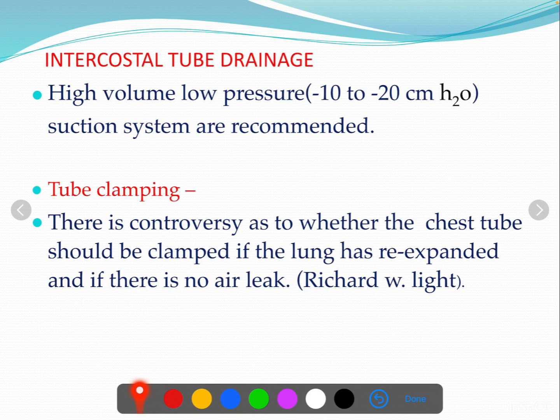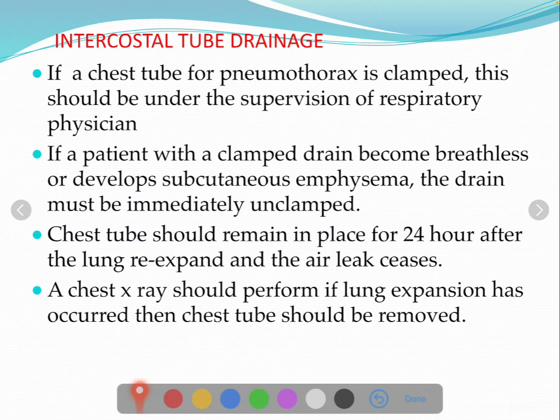Then they are talking about tube clamping. There is controversy as to whether the chest tube should be clamped if the lung has re-expanded and there is no air leak. So this is a controversy, according to this guideline. If a chest tube for pneumothorax is clamped, it should be under the supervision of a respiratory physician. If a patient with a clamped drain becomes breathless or develops surgical emphysema, the drain must be immediately unclamped, on the spot. Very, very important.